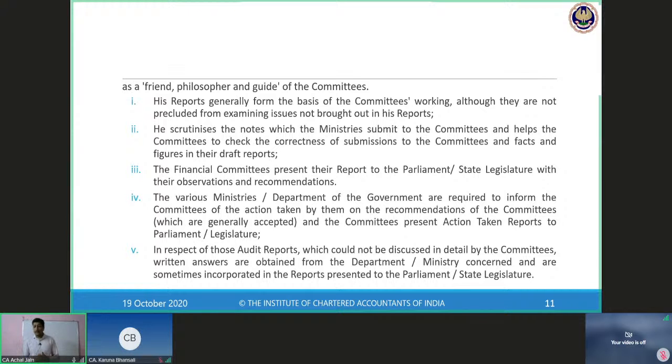Number 3, financial committees present their report to the Parliament, state legislature with their observations and recommendations.